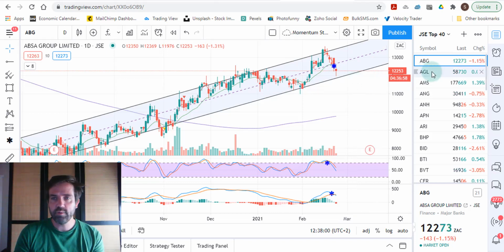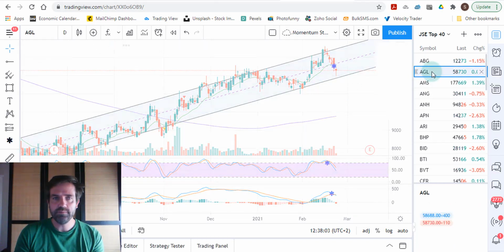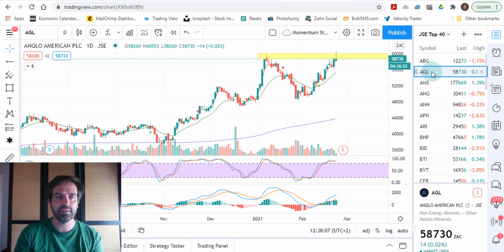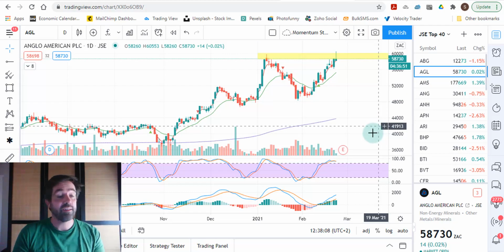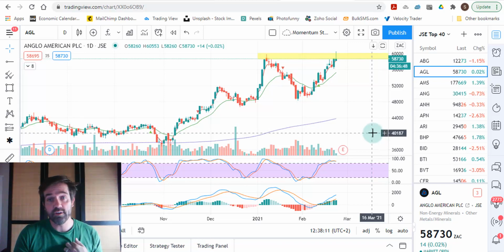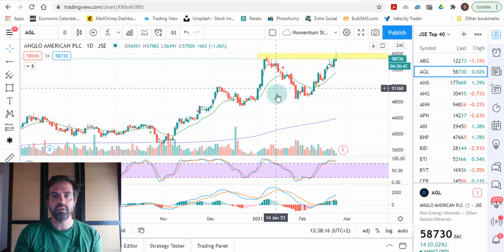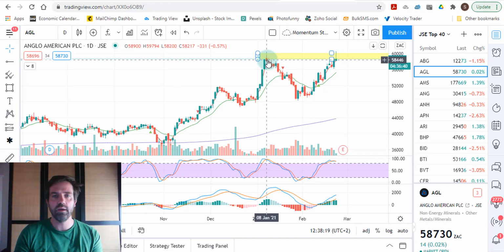So let's move on to the next one on the list, which is AGL, Anglo-American PLC. Like I said on the first one, the first thing I do is look for support and resistance. We have a resistance level, not an extremely strong resistance level because it's only really based on this point over here, which was just over a month ago. We have a resistance level at this area.